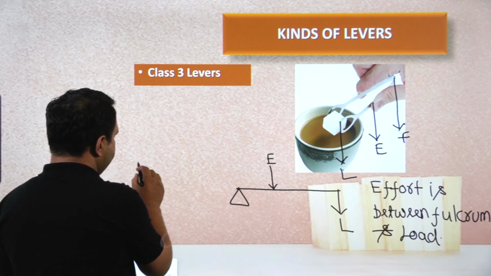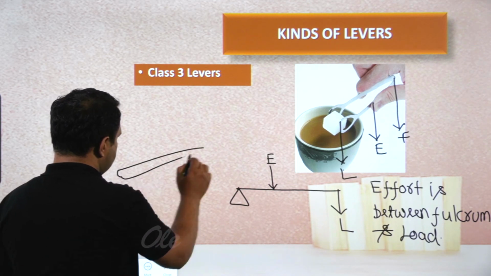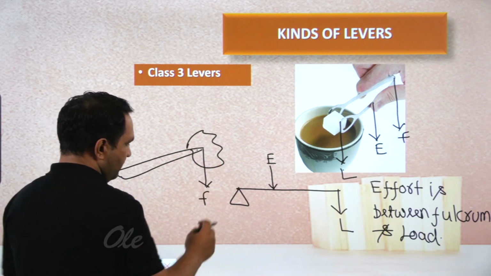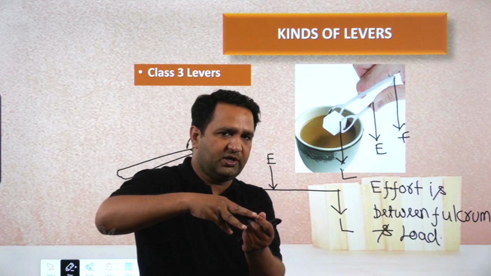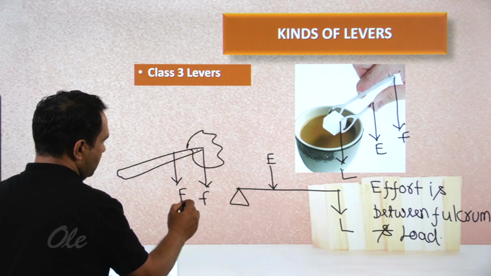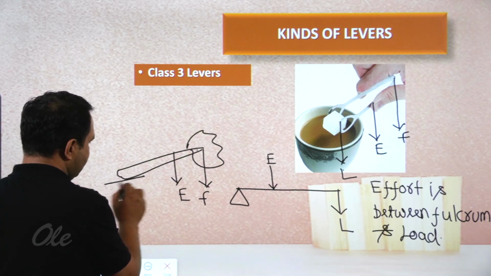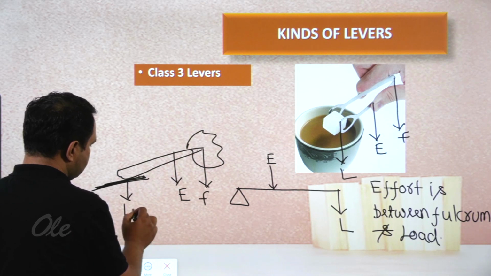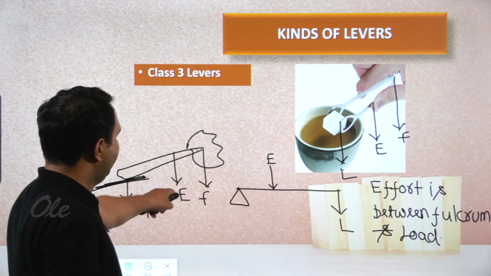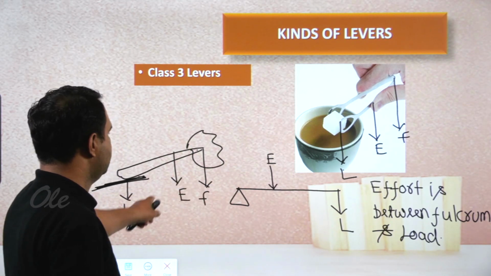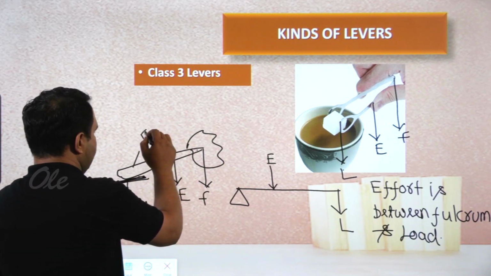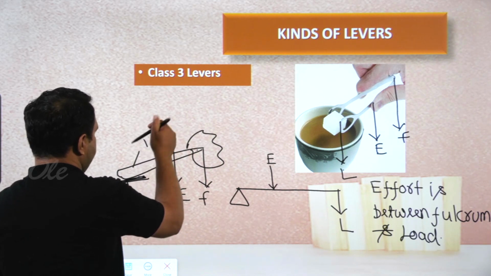Knife is another example. Suppose that this is a knife we are holding in our hand. So this will be the fixed point where I am holding the knife. This is the fixed point, right? Applying effort here, and here there is load, right? So fulcrum, effort and load. Effort is between fulcrum and load. So this is another example of class 3 lever, and it is the knife.